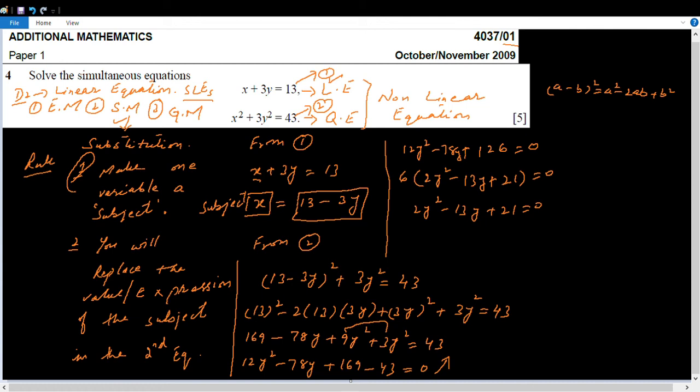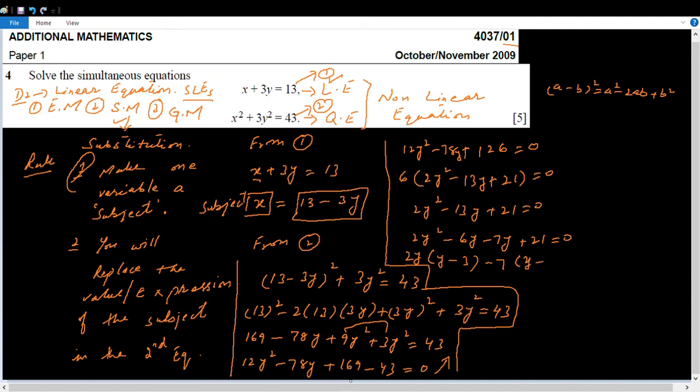Now 21 × 2 is 42, and 6 × 7 is 42. So 2y² − 6y − 7y + 21 = 0. When you further simplify it, you make pairs and take 2y common, so 2y(y − 3) − 7(y − 3) = 0.